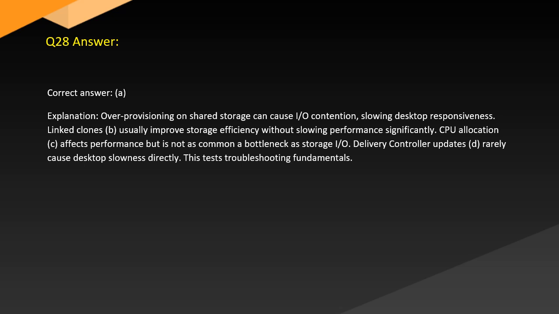Answer. Correct answer. A. Explanation. Over-provisioning on shared storage can cause IO contention, slowing desktop responsiveness. Linked clones, B. Usually improves storage efficiency without slowing performance significantly. CPU allocation, C. Affects performance but is not as common a bottleneck as storage IO. Delivery controller updates, D. Rarely cause desktop slowness directly. This tests troubleshooting fundamentals.